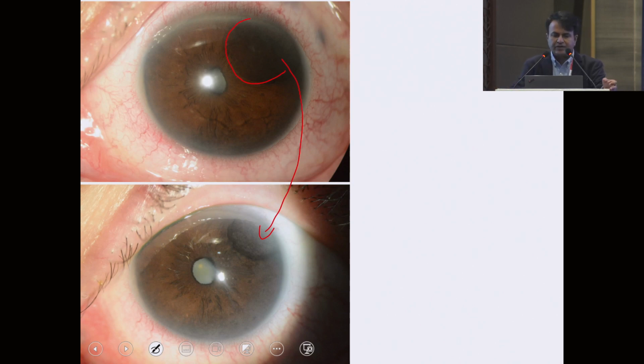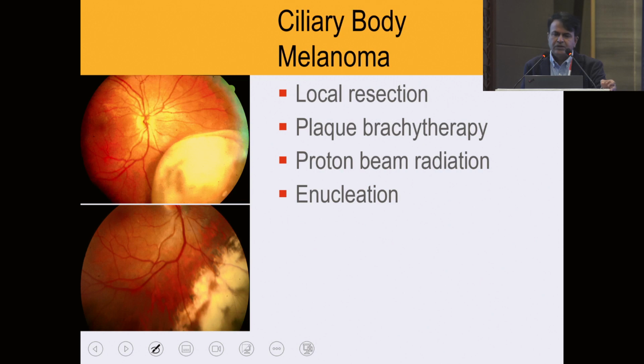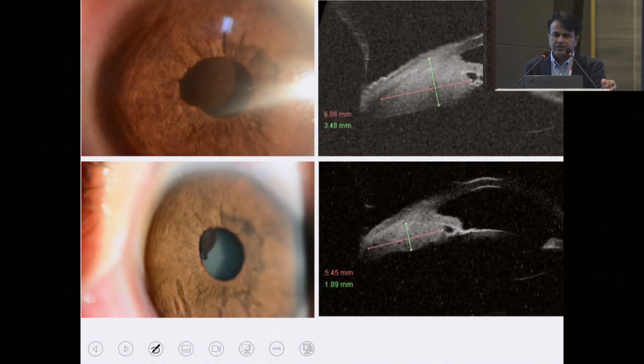Of course, cataract is a complication of plaque brachytherapy. If it's an anteriorly located tumor, we can safely operate for cataract after about 3 years. But for larger iris melanomas, we have to do enucleation. Ciliary body melanoma, again, local resection, plaque brachytherapy, and enucleation are the treatment of choice.